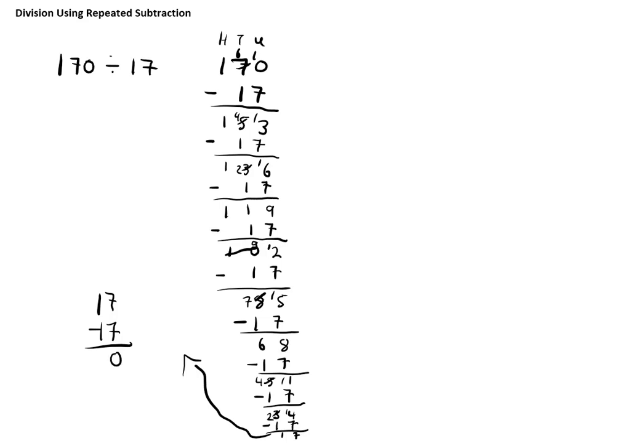So how many times did we take 17 away from 170? Okay, so we did it once, twice, 3 times, 4 times, 5 times, 6 times, 7 times, 8 times, 9 times, and then our 10th time over here. And so using the repeated subtraction method, we know that 170 divided by 17 is equal to 10. The repeated subtraction method, however, is quite cumbersome.